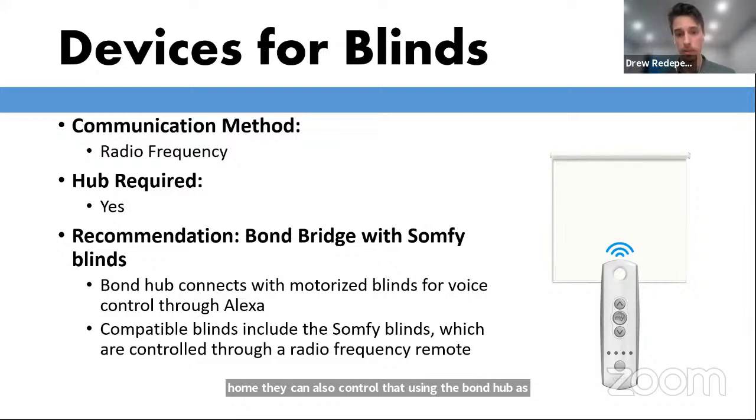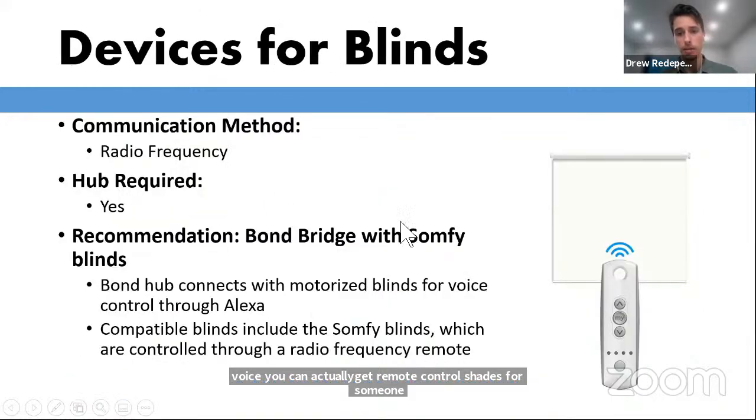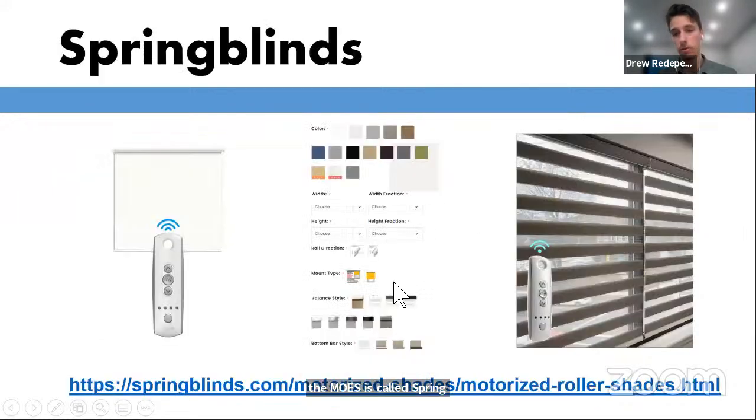If they don't have remote control shades and they want to be able to access their blinds in their home by voice, you can actually get remote control shades for someone. One company I like the most is called Springblinds, and you can actually get Somfy-based remote control blinds from them, and you can get these installed in their home. So now their shades are remote controlled, and then you can connect the Bond Hub to them. So now the person can control their blinds completely by voice.